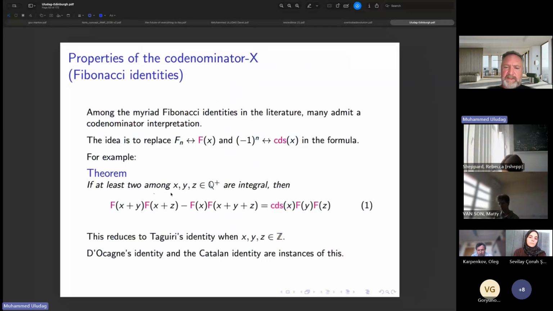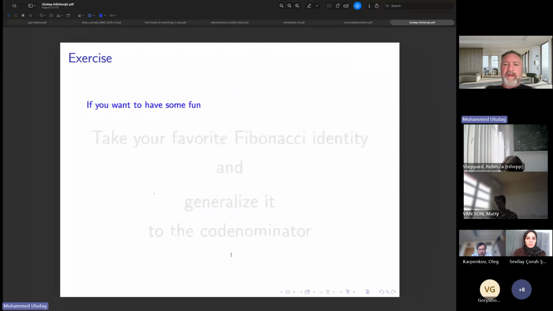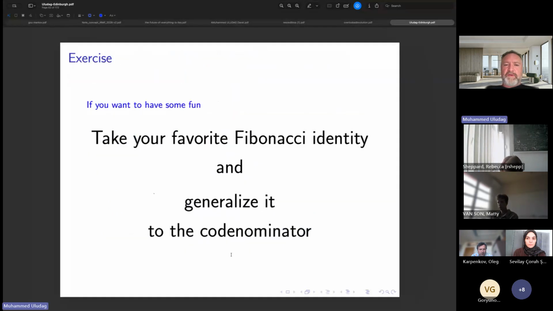And in the generalization, we have three numbers, but two of them must be integral. So if just one of them is rational, then this formula is still valid. And in fact, this formula is a generalization of the famous Ocagne identity and the Catalan identity. And if you want to have some fun after this lecture, you can take your favorite Fibonacci identity and try to generalize it to the conominator.